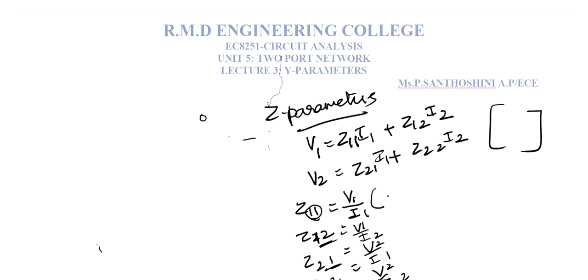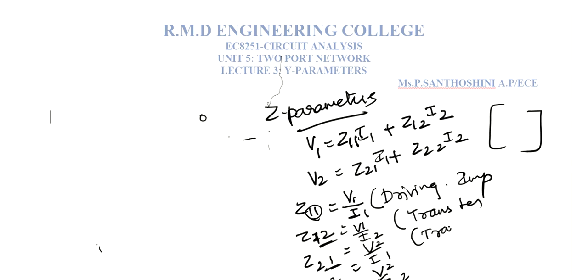This one has the same suffix number, so it is called a driving point impedance. And this one is a transfer from 1 to 2, from a port 2 network to a port 1 network, so we call it a transfer impedance. And this is also a transfer impedance, and this is definitely a driving point impedance.